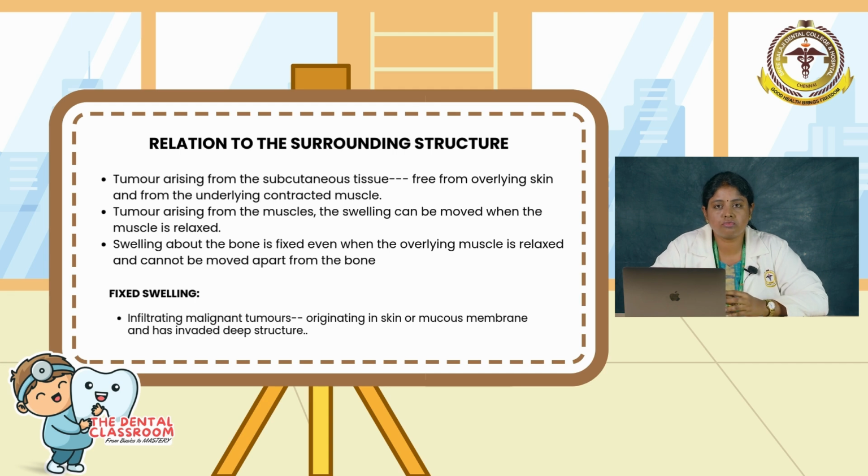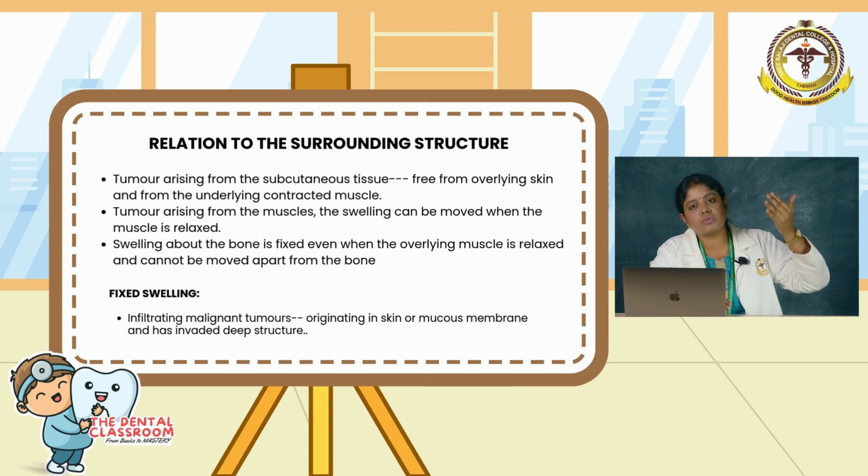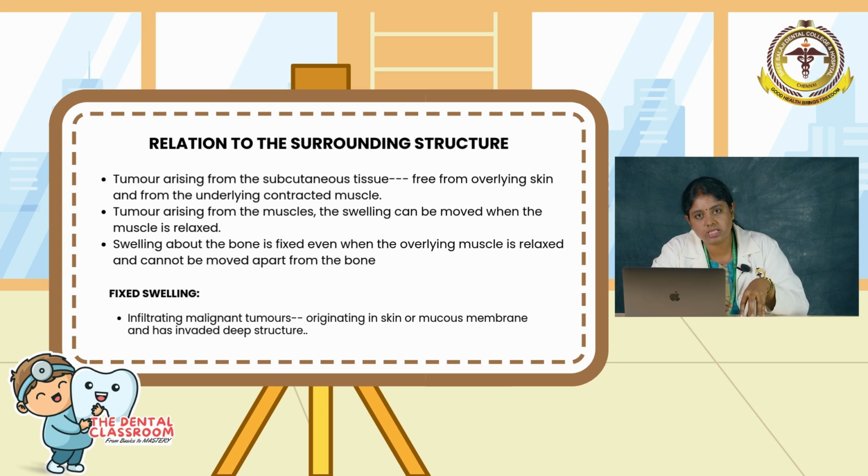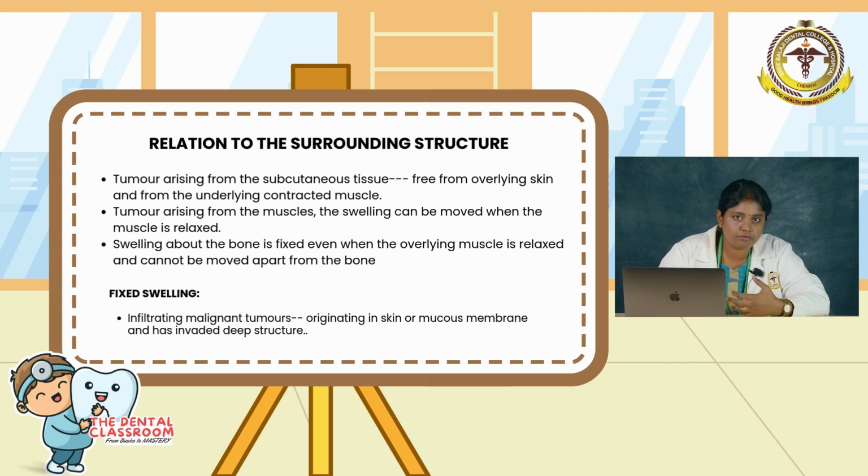Then relation to the surrounding structures: whether the swelling is movable, whether the swelling is fixed to the underlying structure or fixed to the structure above, that is the skin, everything. What general relation it has with the surrounding structures. Generally we do this for tumors, benign or malignant. A benign tumor will be movable, it is not fixed to the underlying structure, but a malignant tumor is fixed to the underlying structure, and if it is fixed to the underlying structure, it is called induration. This is about inspection and palpation.